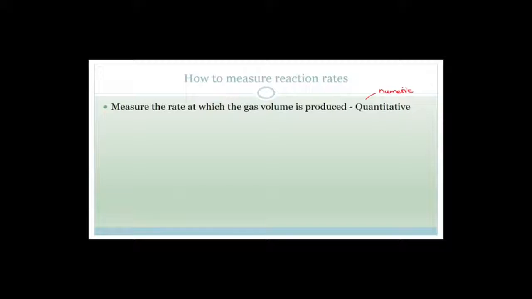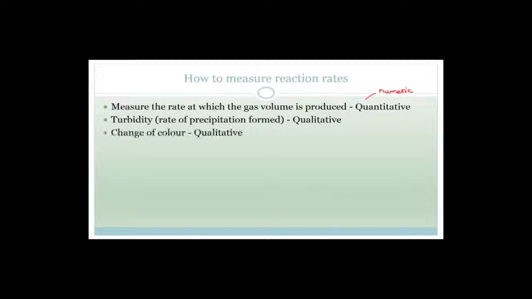It's quite interesting. Okay. The turbidity is the rate at which precipitation is formed. That's the fancy word for the rate of precipitation formed, turbidity. And that's qualitative. Change of color is qualitative as well. And then the change of mass of the reaction is again quantitative. And we're going to talk about these specifically.